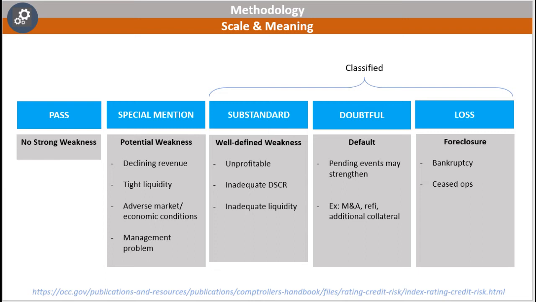The number of ratings in a credit risk rating system depends on the complexity of the loan portfolio and the institution's risk rating system objectives. Most rating systems have between 6 and 10 ratings. Usually pass and special mention categories can be subdivided further.